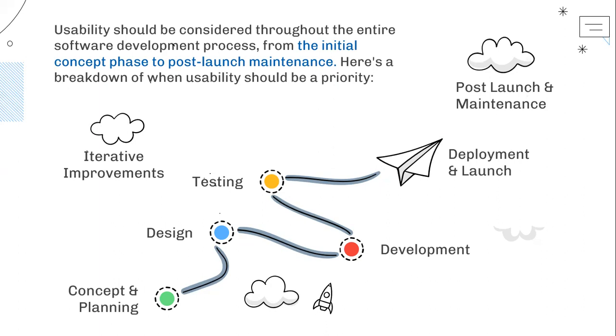Lastly, regularly throughout the software lifecycle, we do iterative improvements on the usability, because as technology evolves and user expectations change, the software should adapt. Regular assessments and updates based on user feedback contribute to sustained usability improvements.